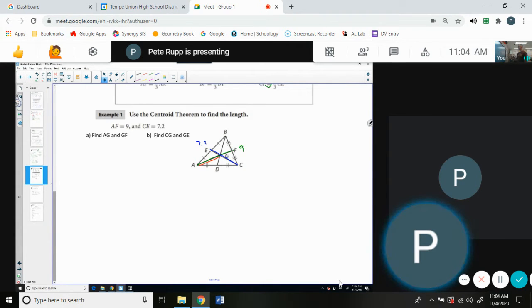To me, that looks like the longer part. So GF, the next part we're going to find, is the shorter part. So the longer part is 2/3 of the whole distance. So that means that AG equals 2/3 times 9, which is the whole length from A to F.